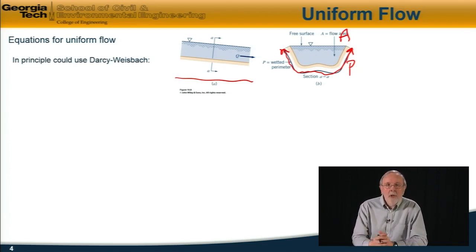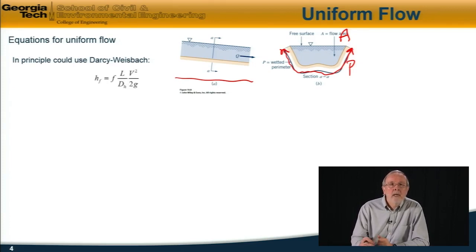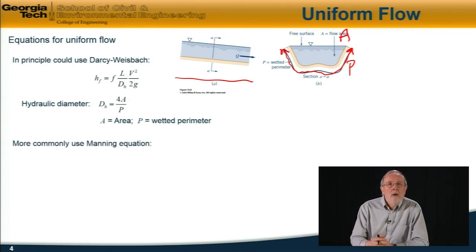Now, in principle, we could use the Darcy-Weisbach equation that we used for round pipes. The Darcy-Weisbach equation was h_f, the head loss due to friction, is f L over D V squared over 2g. To apply this to non-circular conduits, for example, an open channel flow, we replace the diameter by the hydraulic diameter, defined as 4A over P. So, in principle, we could solve our problems in this way. However, we don't usually do it that way for open channel flows.